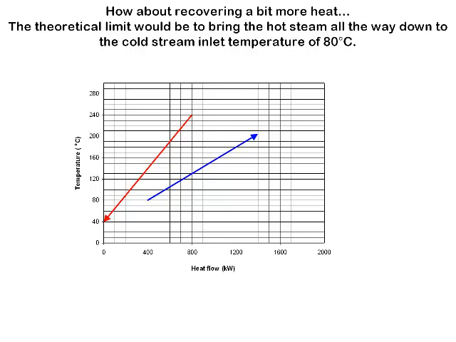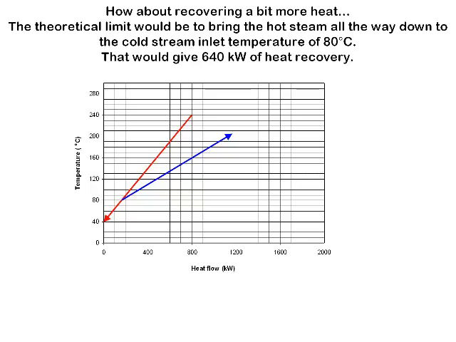Now, the theoretical limit of how much heat we could recover would be if we brought the hot stream all the way down to the cold stream inlet temperature of 80 degrees. Theoretically, that's as far as we could bring our hot stream, down to 80 degrees using a cold stream at 80 degrees. Here it is. Let's move them together. The trouble is, this would give 640 kilowatts of heat recovery. So that's the maximum theoretical possible amount of heat recovery that we could achieve.